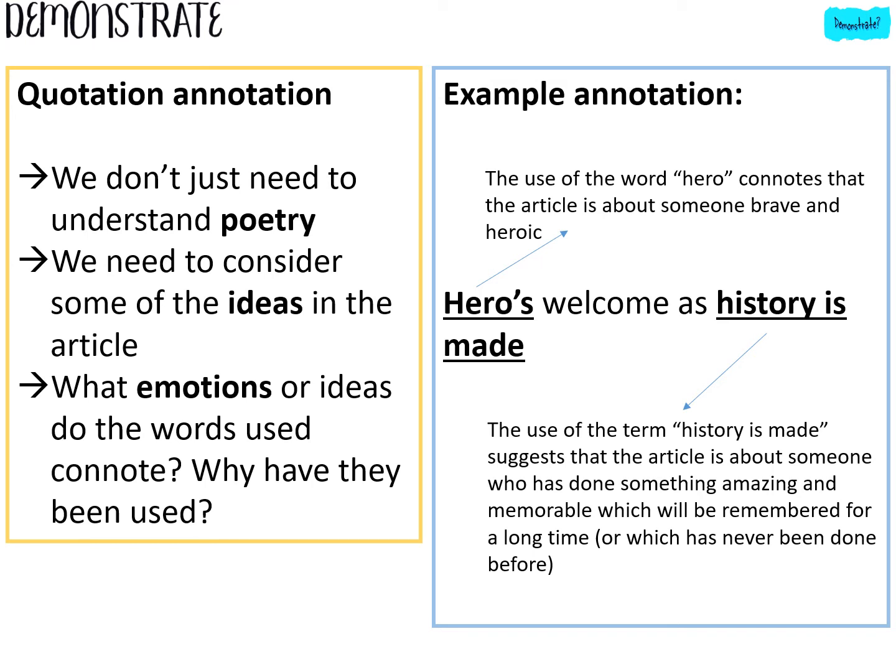History is Made. The term history is made suggests the article is about someone who has done something amazing and memorable that has become or will become historical, something that will be remembered for a long time or which has never been done before. So that is what I mean by annotation. I'm going to give you some parts of the article and I'm going to ask you to annotate them. So make sure you've copied that in your book as an example.